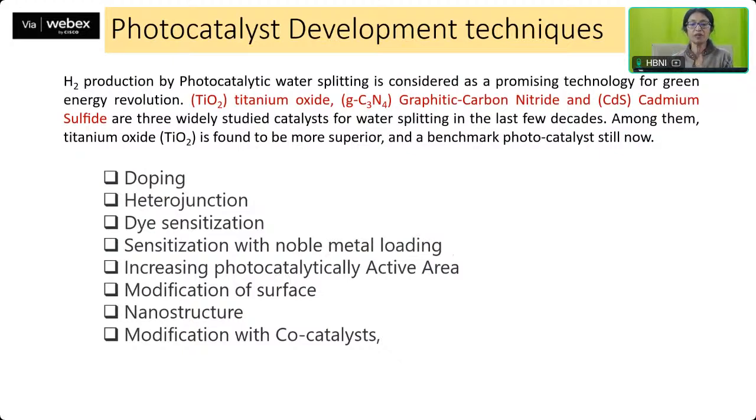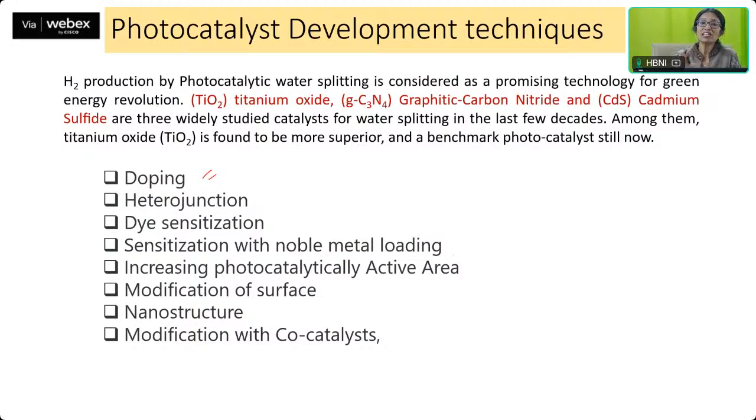So what are the different development techniques? You will have the photocatalytic material, but as you saw over there in the valence band and conduction band, you need to play around with the levels of the valence band and the conduction band. And how do you do that? By using doping techniques, by forming heterojunctions, by doing dye sensitization. You can do sensitization with noble metal loading.